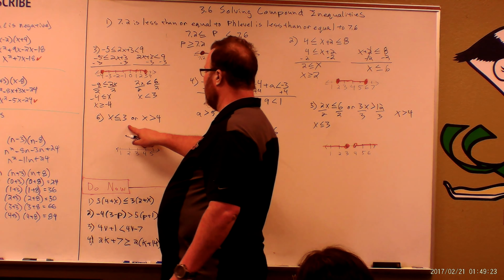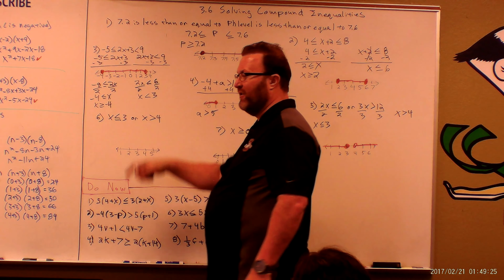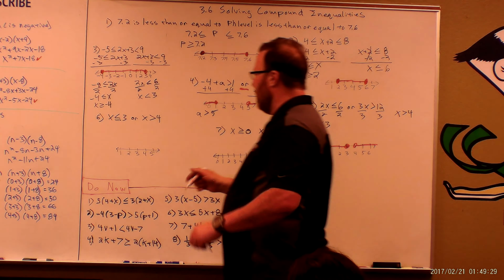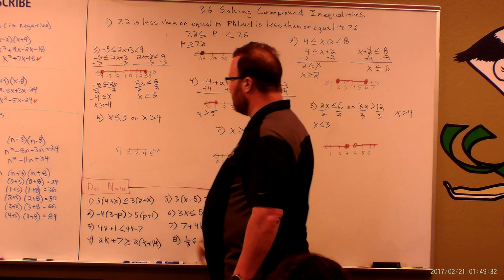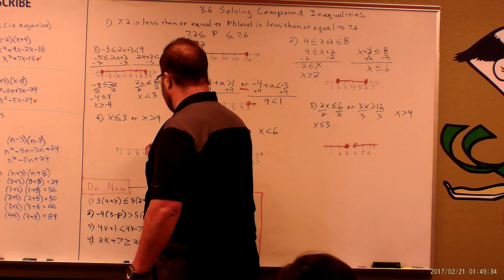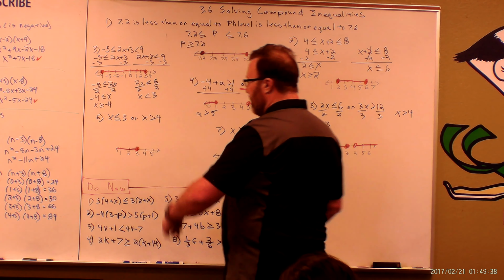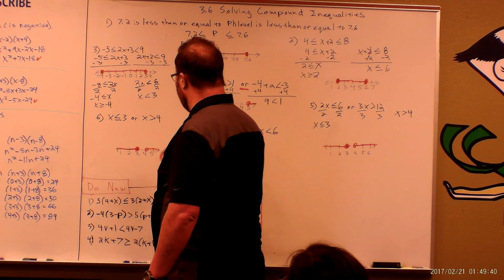Is this one already done for us? Yeah. We like those, huh? You just graph them. Okay, so x is less than 3, right? So 3, shaded in, going less than. X greater than 4, open circle, going this direction.